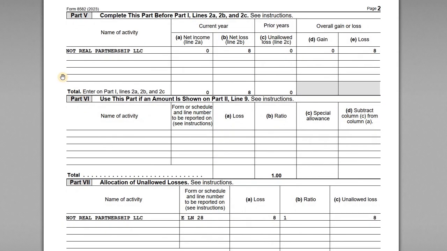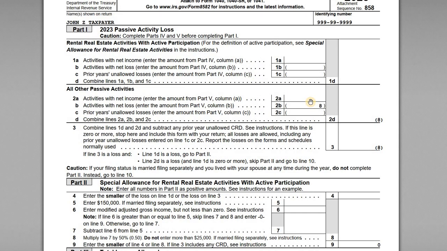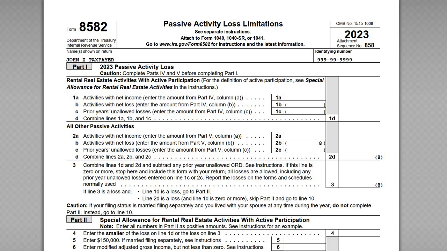So that's first reported down here in Part 5. So we can see we've got the Not Real Partnership LLC. For the current year, there's no net income. There's only a loss of $8. There's no prior year activity because this is the first year John's invested in the entity. So we have the -8 of net loss. And so the -8 of losses is reported up here. And so this is going to be the amount of losses that is suspended. So he completes the 8582 for that -8 figure.